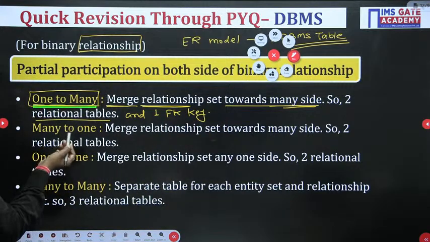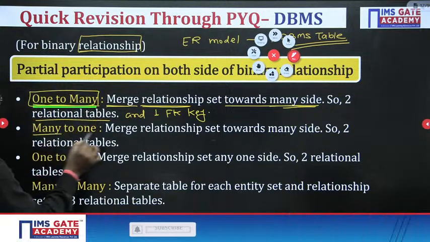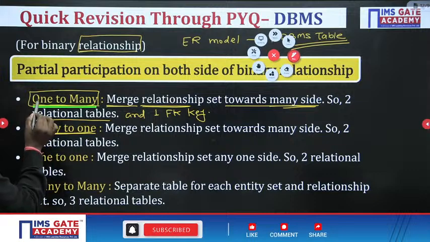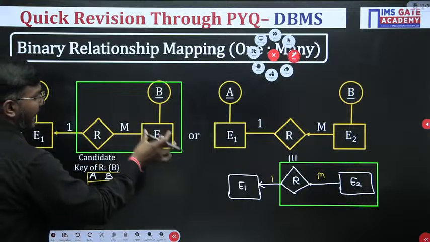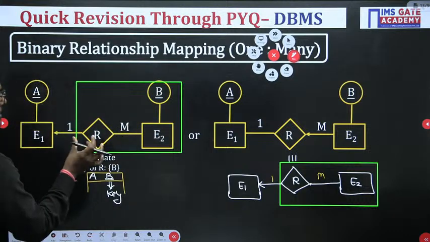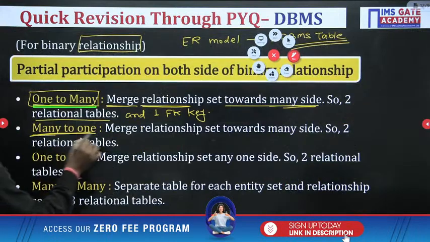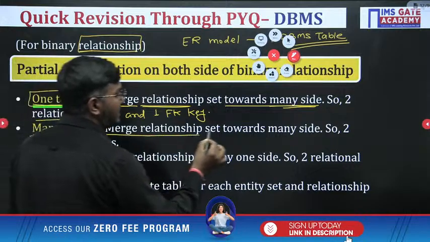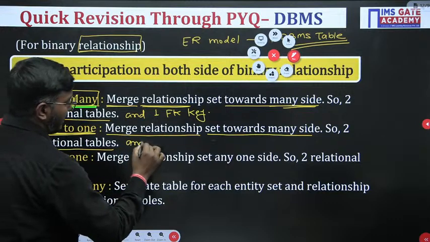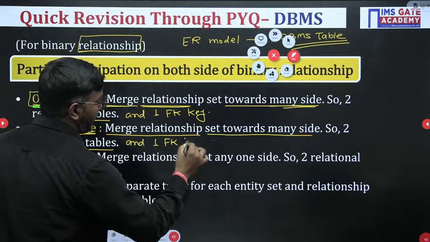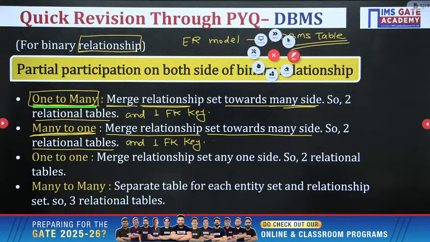Fine. Now see again, it's the same, just opposite. Many to one and one to many, both are the same only. If it is one to many, then we merge the relationship set towards the right side. If it is many to one, then we merge the relationship towards the left side. That's it. So if it is many to one, simply merge the relationship sets towards the many side. Again we get two relational tables and one foreign key. Understood? Done?